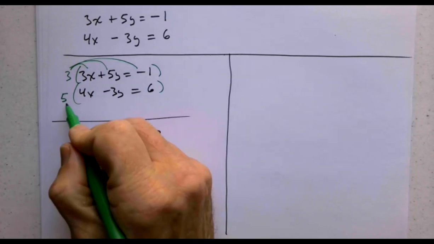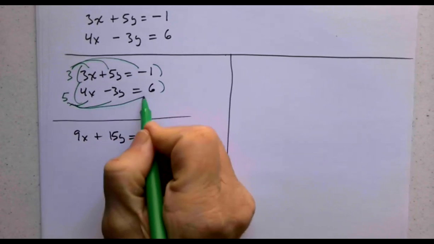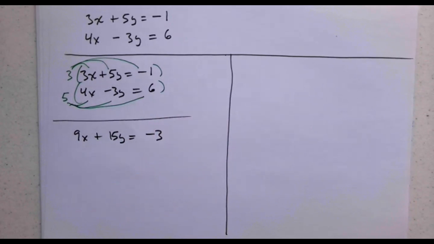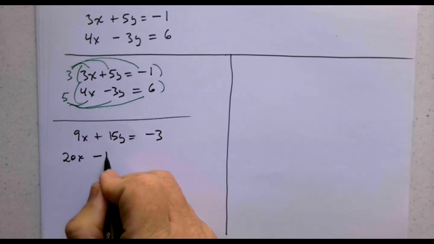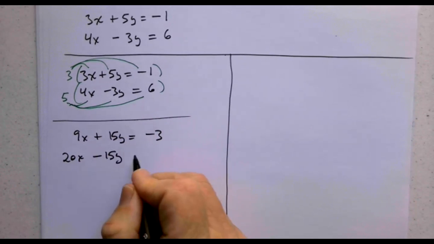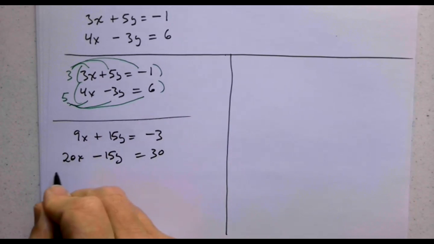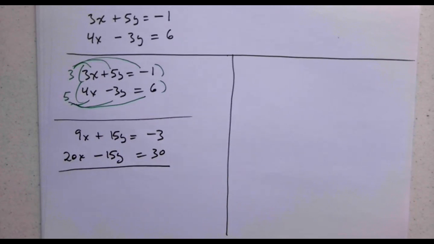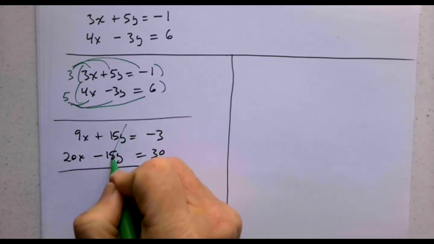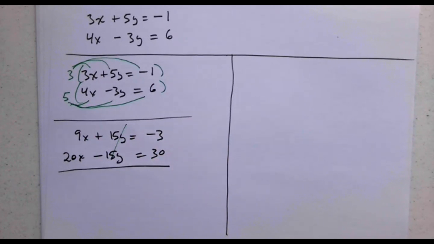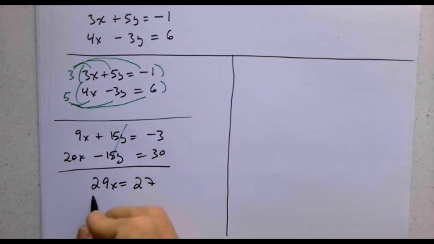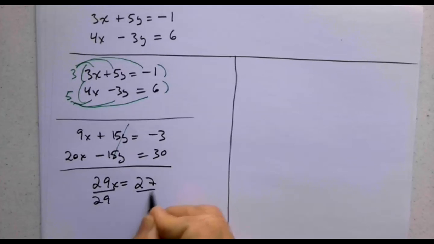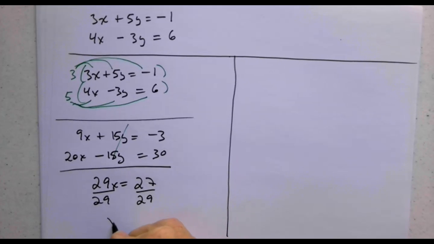And doing the next one, 5 times 4x is 20x. 5 times negative 3y is negative 15y, and 5 times 6 is 30. So adding these together, what do we get? This subtracts out. 9x and 20x is 29x. 30 subtract 3 is 27, dividing by 29. I get x is 27 over 29.